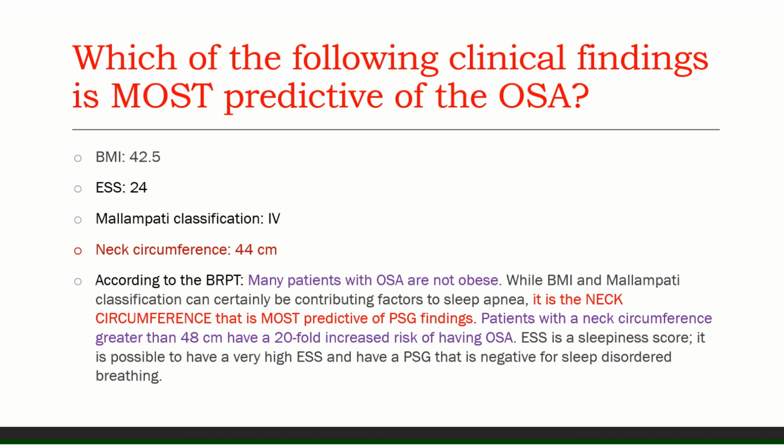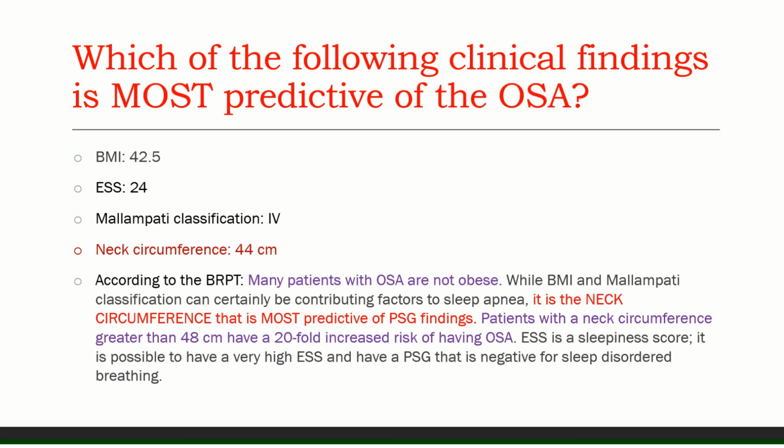Your neck circumference is going to be the telltale sign, more than likely, of whether or not the patient has OSA. Patients with a neck circumference of greater than 48 centimeters have a 20-fold increased risk of having OSA. Okay.